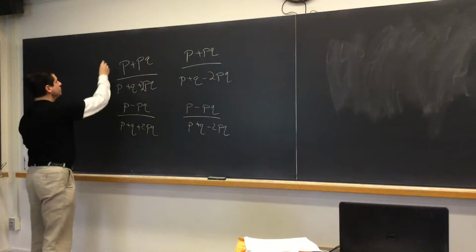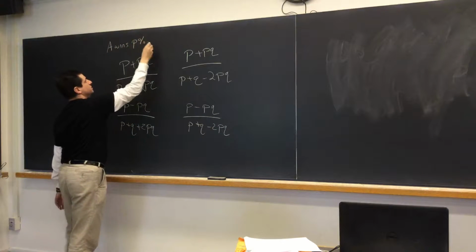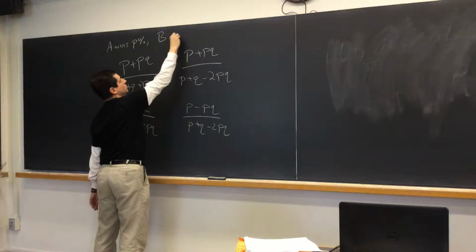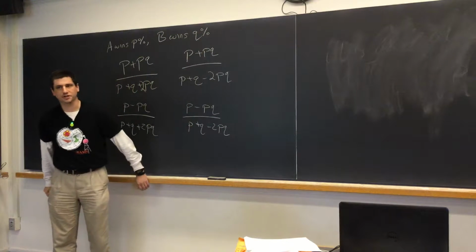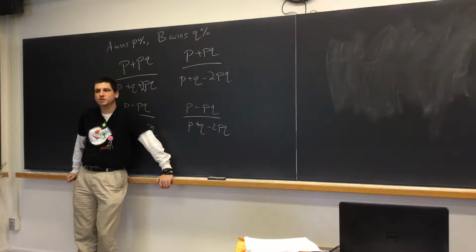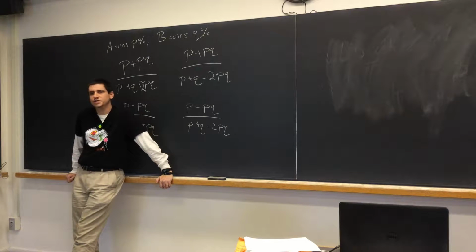Imagine A wins P% of their games, and B wins Q% of their games. They've never played each other, and we'll assume they've played similar teams. We want to predict the probability that A beats B. So there's four candidates on the board. The reason I want to do this is, one, it's related to baseball, and this is a good baseball day in Boston. The game starts at 11.